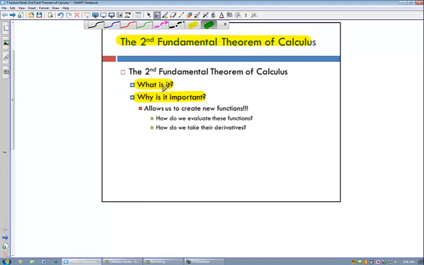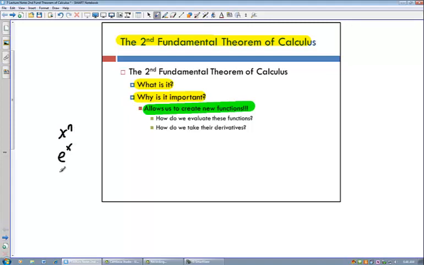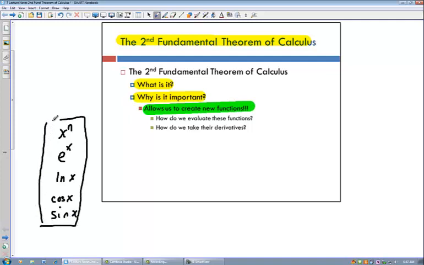But probably one of the more interesting reasons is that it allows us to actually create new functions. Before, we had four elementary functions. We had power functions like x to the n, exponential functions like e to the x, logarithmic functions like ln of x, and then the trig functions like cosine of x and sine of x. These are what we call the elementary functions. Most functions that you have experienced so far in mathematics courses have been made from one of these four functions by adding, subtracting, multiplying, dividing, and composing.